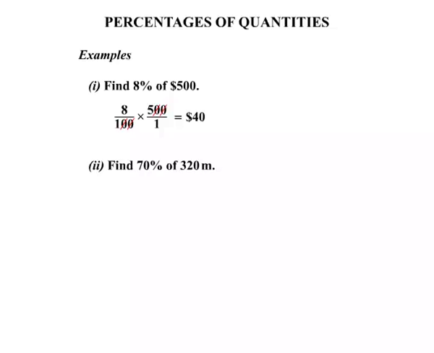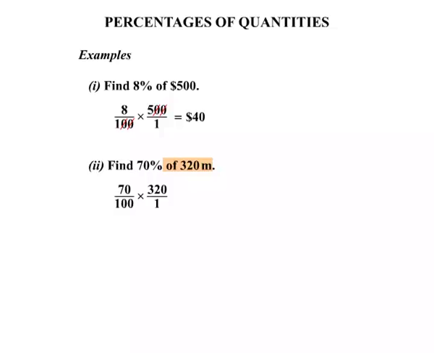But don't forget we're dealing with dollars, so make sure we include the dollar symbol. Find 70% of 320 meters. So 70% is written as 70 over 100 of 320 meters. So we multiply by 320, again put it over 1, it's a whole number.